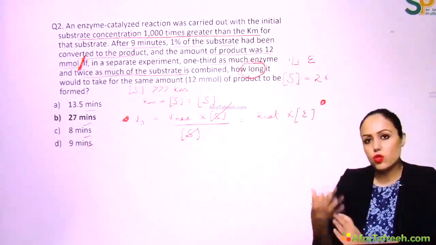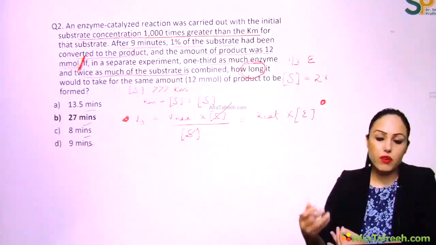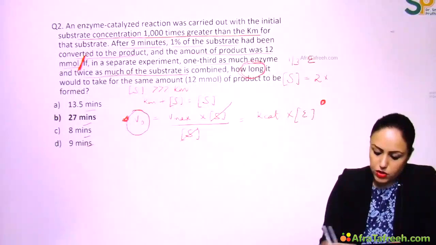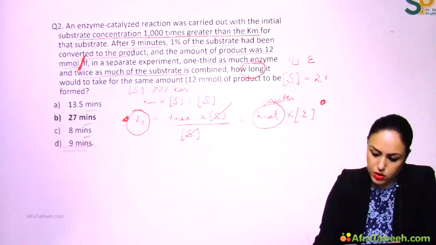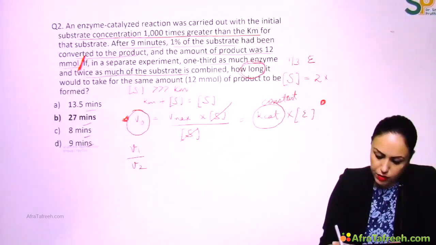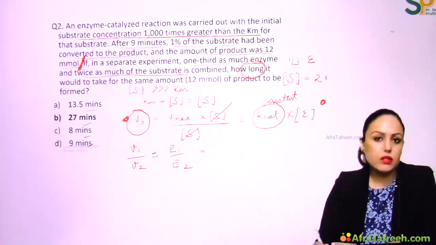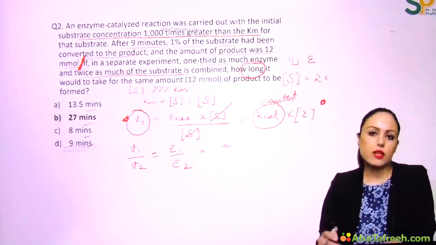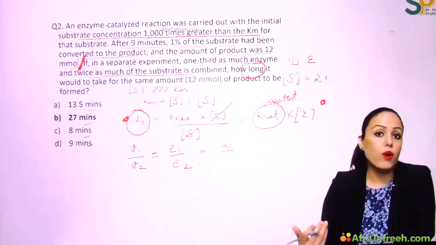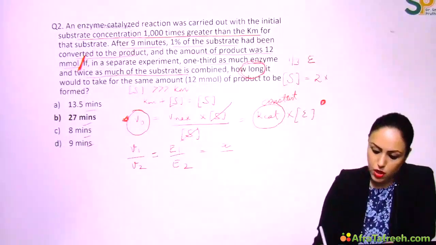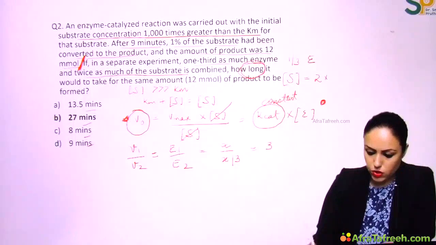Okay, so there are two situations. I can take situation one and situation two. So V1, V2, E1, E2. As velocity is equal to K catalysis into enzyme concentration, and K catalysis is a constant, I can simply say V1 by V2 is equal to E1 by E2. Now E1 means initial enzyme concentration. Let's take it as X. E2, in the second situation, enzyme concentration is 1/3, so it is X by 3. So this is equal to 3.